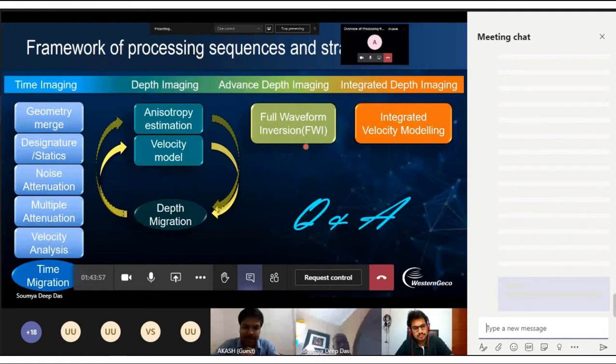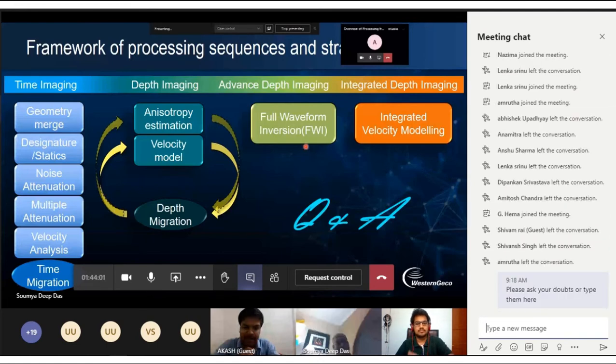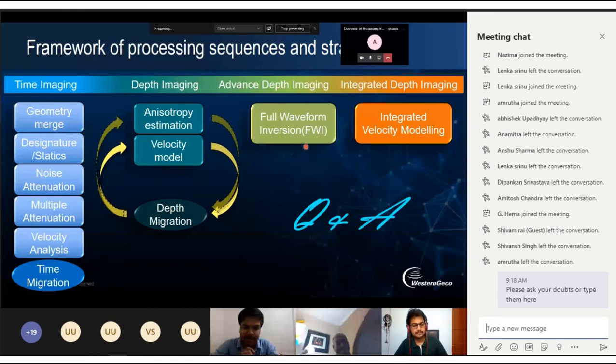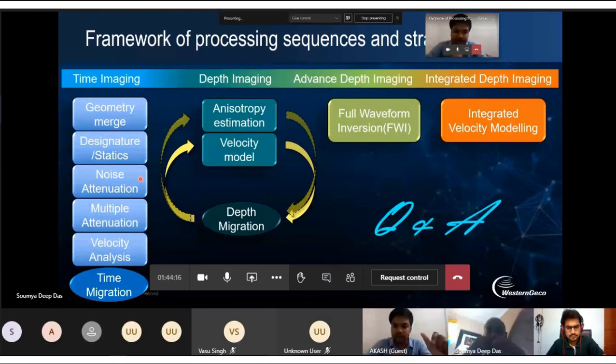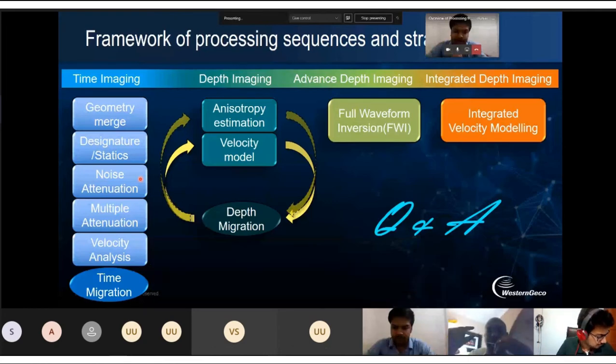I won't say the migration compresses the wavelength. Deconvolution, okay. You are talking of spiking decon, I guess. Am I right? Yes, sir. Spiking decon in technical terms. So spiking decon takes the timing that you give. You give 4 milliseconds or 2 milliseconds, right? Whatever sampling you want to spike to. So it takes that and compresses the wavelet and tries to squeeze it within that timing period that you have given.